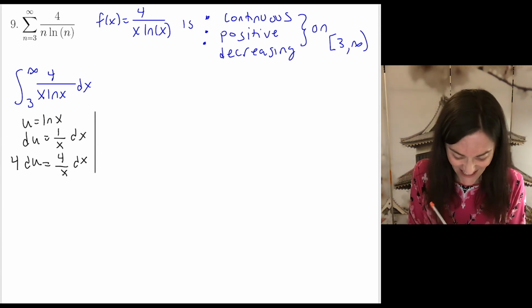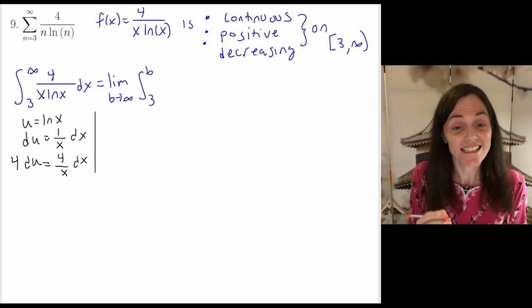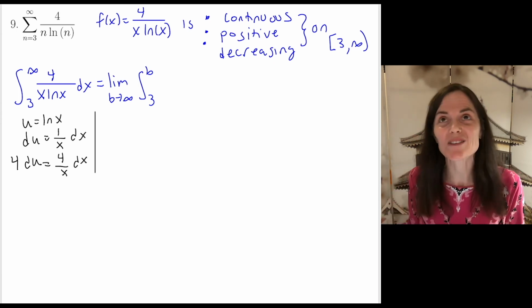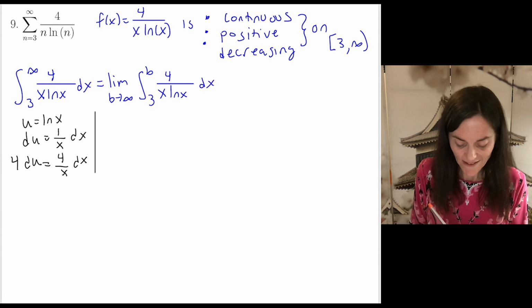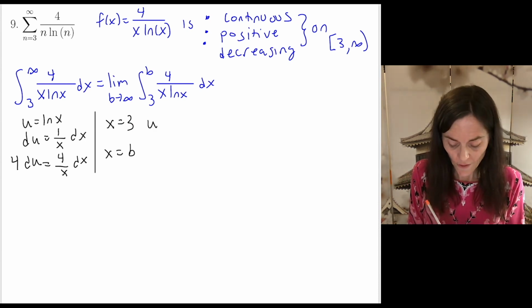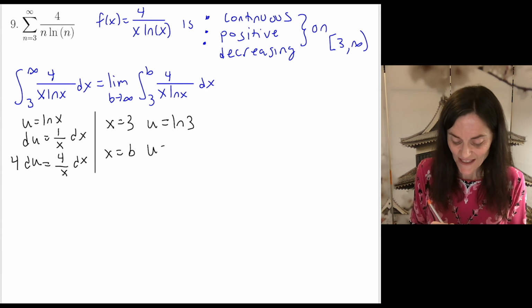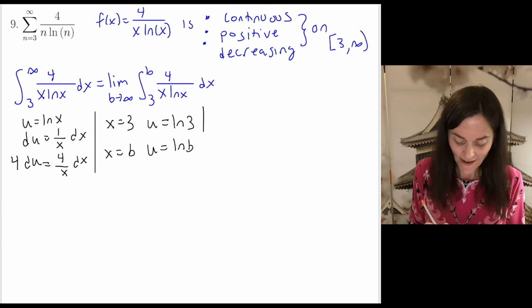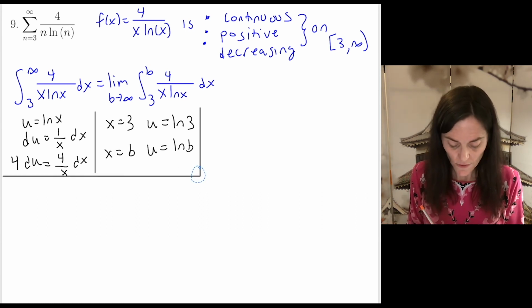Oh, before I change my bounds, let me write the definition. I got so excited integrating, I didn't write this definition. It's the limit as b goes to infinity of this definite integral from 3 to b. You see, I needed to write it this way to get my bounds. X ranges between 3 and b, and when x is 3, u is ln 3. When x is b, u is ln b.